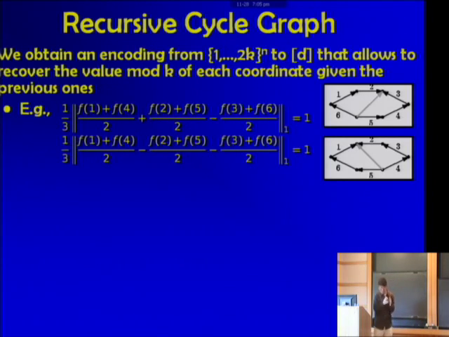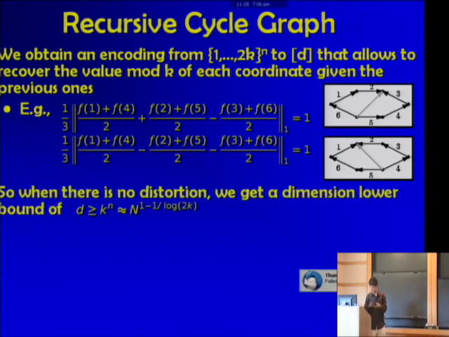So it allows you to work with an alphabet of size 6 and predict the value mod 3. You can tell apart 1, 4, 2, 5, and 3, 6, all three options. And at least when there's no distortion, you get a dimension lower bound of k to the n, because we predict k different things. So it's k to the n, which has a much better polynomial dependency on the number of vertices, because the number of vertices is only 2k to the n.